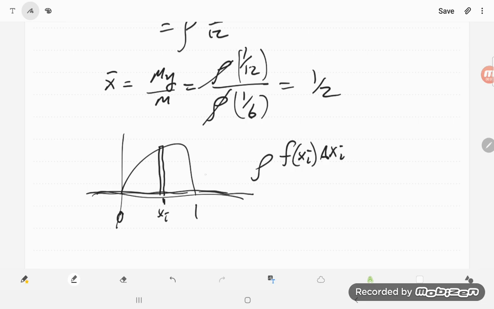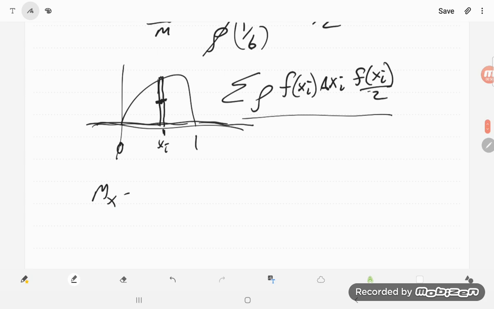Delta xi, that's the mass. But now I need the distance to the x-axis, and since the density is constant, we'll just take the halfway point here. So there's the halfway point. Well, how would we get the halfway point? That would be f at xi over 2. And so we're going to sum up a bunch of things like this from 0 to 1.